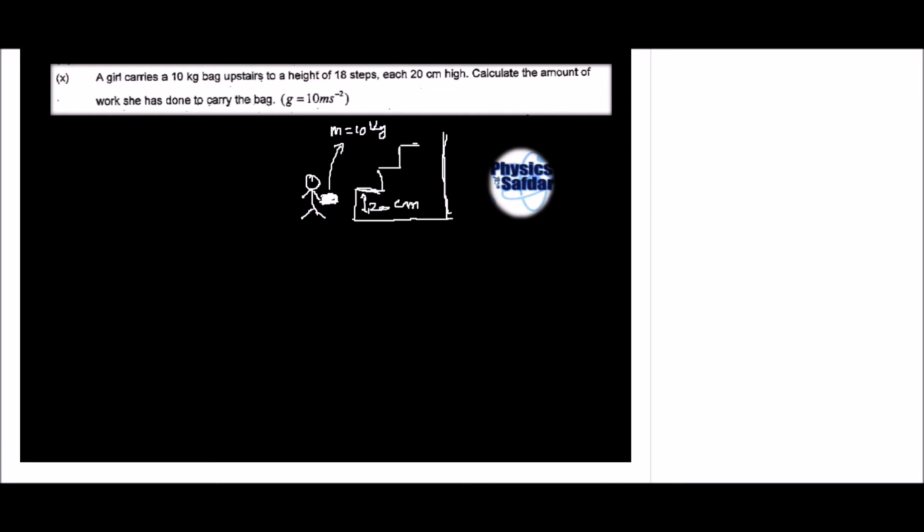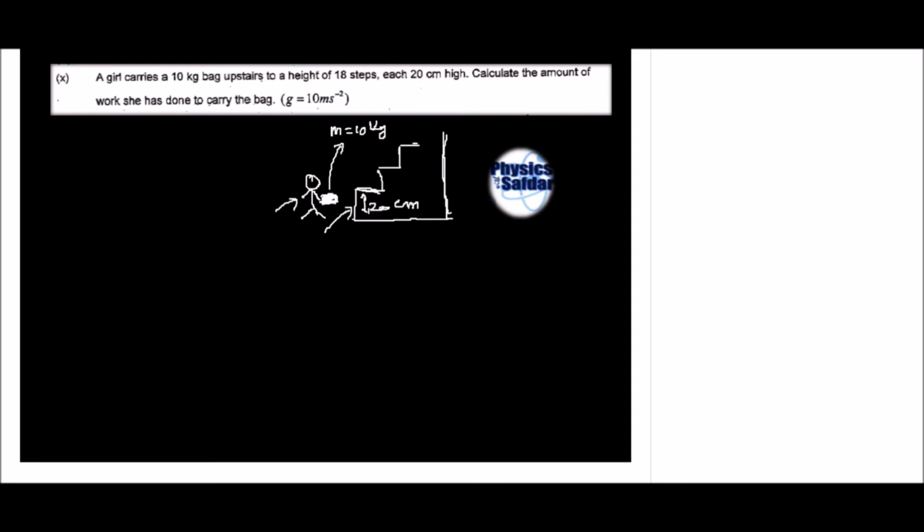Look at this diagram. You can see clearly a girl with a bag of mass 10 kg. She carried this bag up to a height of 18 steps, each of 20 centimeter high. So this is the height of one step, that is 20 centimeter. So we need to calculate work done by the girl. First write the information given and required.